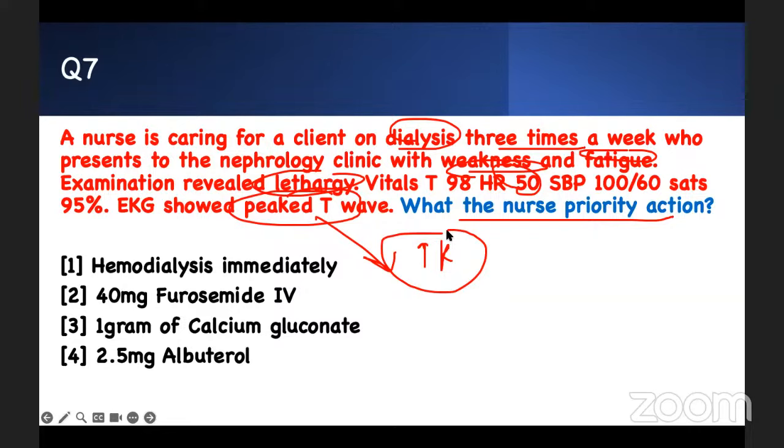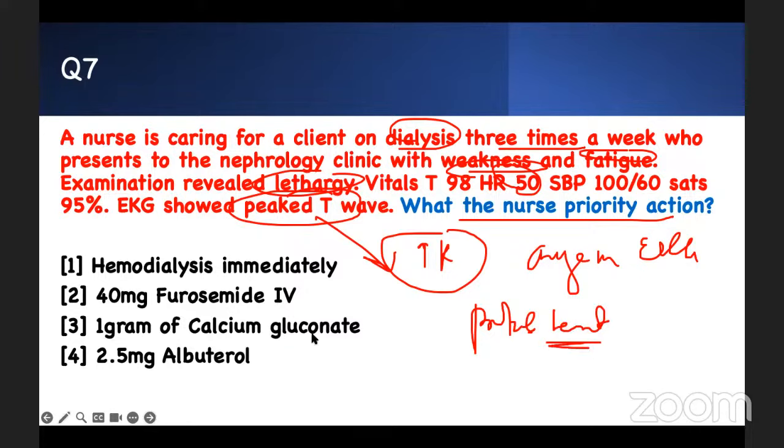You have to think. Whenever they give you a change in the EKG, don't even worry about the potassium anymore. Potassium becomes irrelevant. What is most important is protect the heart. Which of these protects the heart? Dialysis is going to take a while, versus furosemide is going to deal with the potassium. I said, don't worry about the potassium if there's an EKG change. What is your priority action? You have one second. If you don't do it, the patient dies. You got to be sharp.